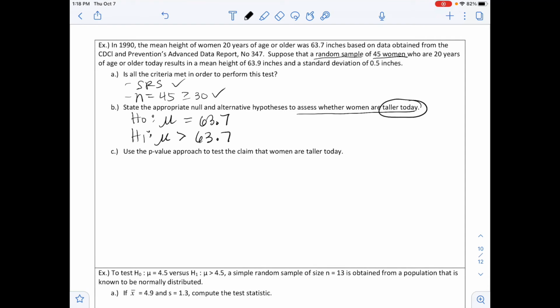Part C says use the p-value approach to test the claim that women are taller today. And so for this problem, we have to go to our calculator and go to t-test. And when we do t-test, it's going to ask for a lot of information. One of the things that it's going to ask for is x bar, s, and n. And we know n is 45. X bar and s are from your sample. And so from the sample, we have that our mean height was 63.9 inches, and our sample standard deviation is 0.5 inches.